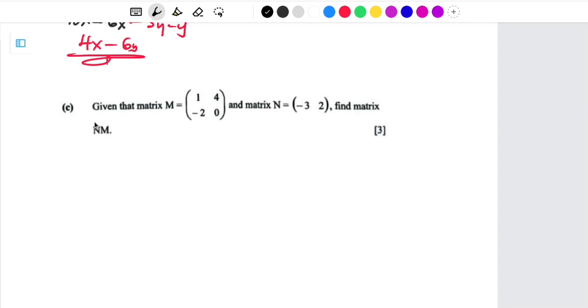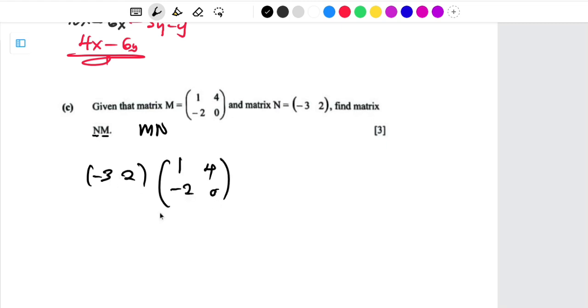Then we have this one here. Given that matrix M is equal to this one and matrix N is equal to this, find matrix NM. So there's a difference between MN and NM, so you have to take note of that. If the question is saying find NM and you start with M, it's going to be a wrong answer. So start with the matrix which is at first and then end with the matrix which is at the end. So the first matrix is going to be negative 3, 2, then M, 1, negative 2, 4, 0.